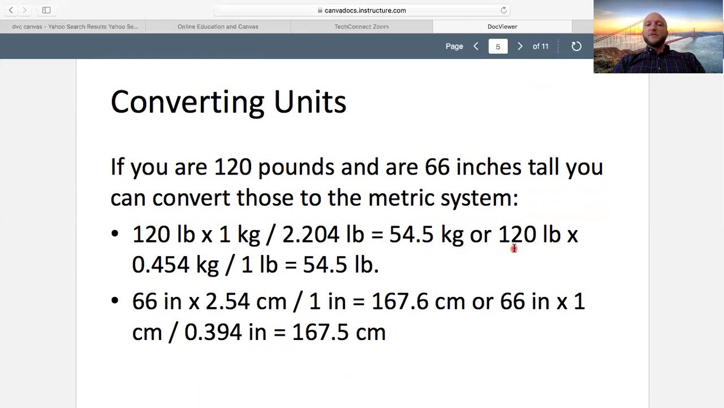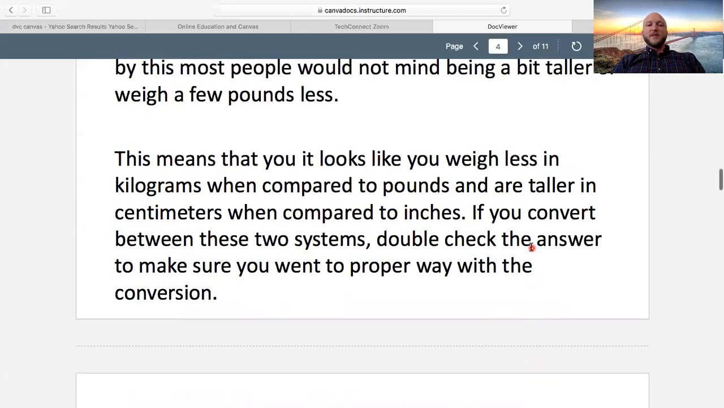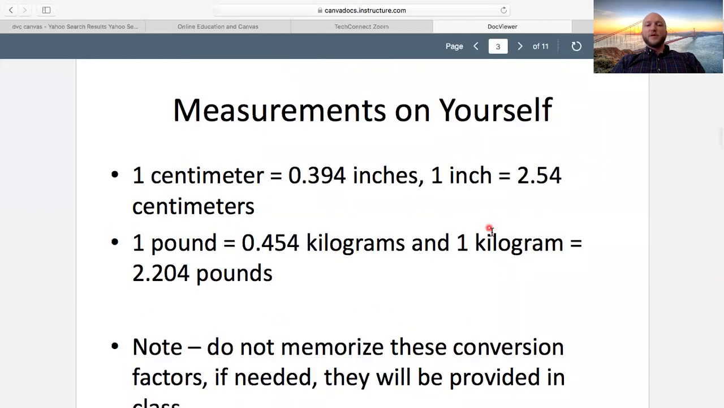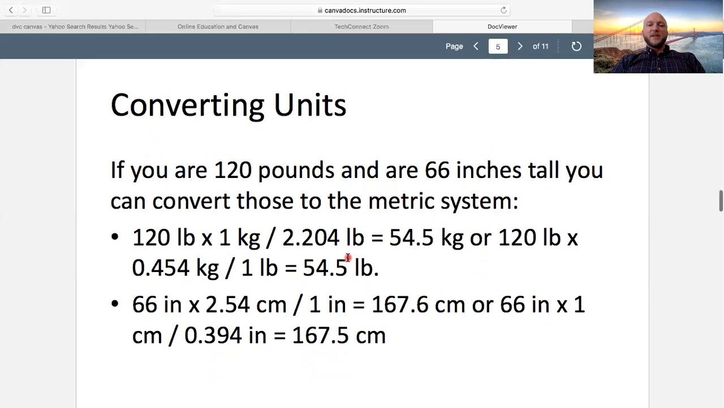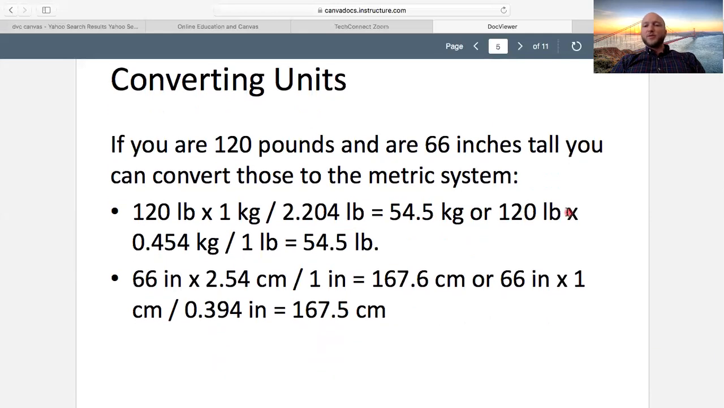You can also do it a different way by using the other conversion ratio that we have, 1 pound is equal to 0.454 kilograms, by setting it up as 120 pounds times imaginary 1 times 0.454 kilograms over 1 pound. This is still going to get your pounds to cross out and leave you with kilograms. Sorry, this should be kilograms right here. We're going to kilograms. 54.5 kilograms.